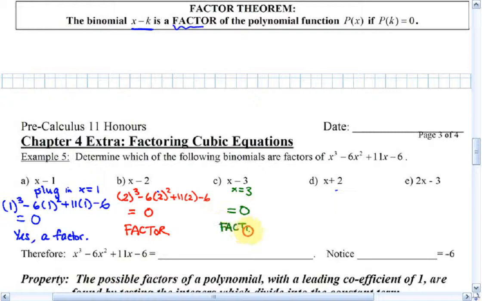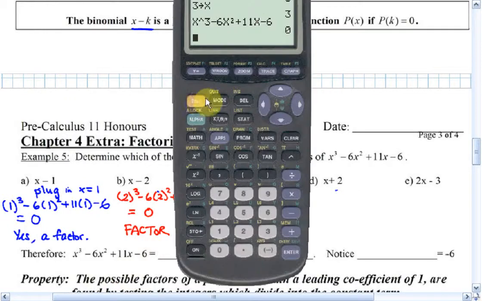Wait, can you do it again? Okay, I'll do it again. Second function enter gives you the previous thing. Oh, oops. So press enter first. Yeah. Okay.